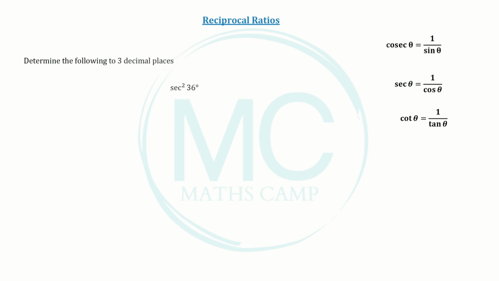Here we have sec squared 36 degrees. On the right, we can see that sec theta is equal to 1 over cos theta. Sec and cos are the trigonometric ratios, and theta takes on the value of the angle. So when working with sec squared 36 degrees, we say is equal to 1 over, and now we take the entire value into the denominator of the fraction and we change the ratio to cos. So we get cos squared 36 degrees. Now we can solve this.